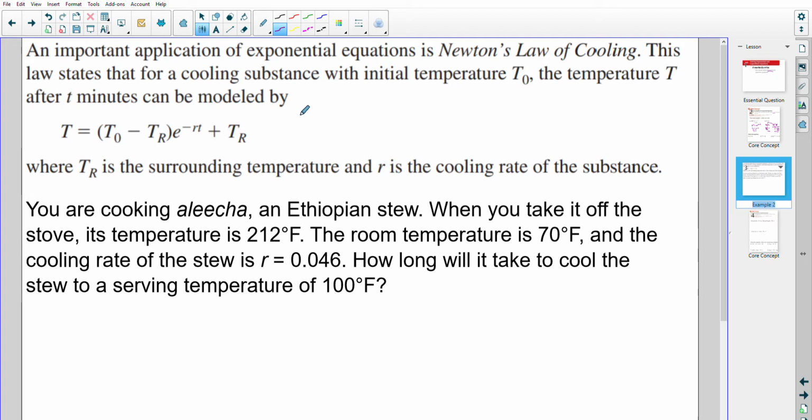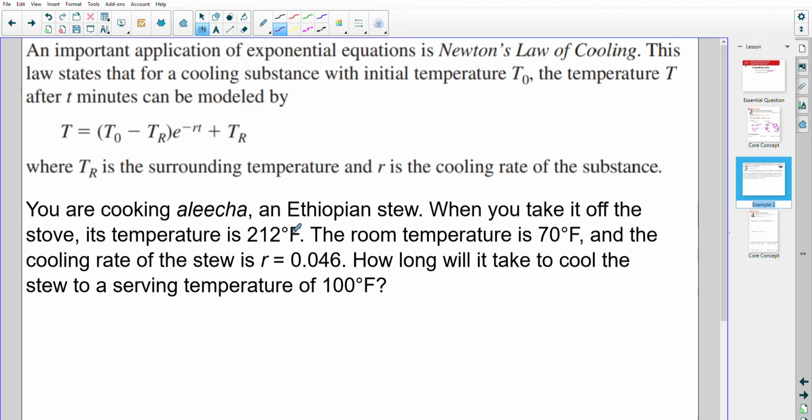So the other type of question is this Newton's law of cooling, and I've seen this on AP Calc tests before. It basically says if you've got a pie or something and you take it out, what will the temperature be after a certain amount of time? And so in this particular problem, T is the ending temperature, T sub 0 is the beginning, T sub R is the room temperature, then the rate at which it cools, the time, and then we have the room temperature again.